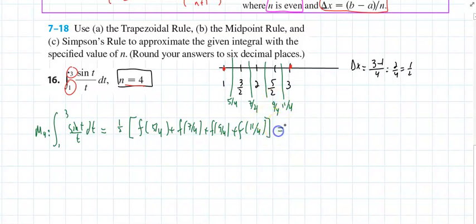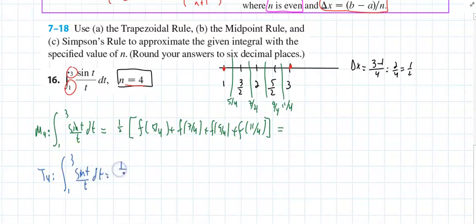And I'm going to plug this in my calculator, and I'll tell you what that equals in a minute. I'll calculate all of those at the end. If I want to find trapezoid T sub 4, well, that's the integral from 1 to 3 of the sine of t over t dt.